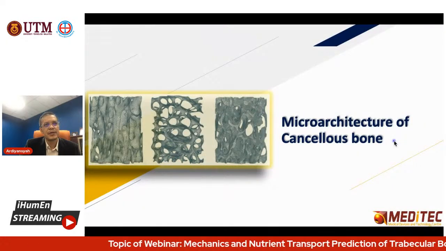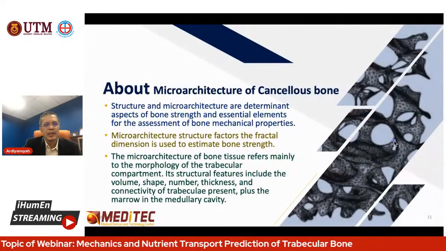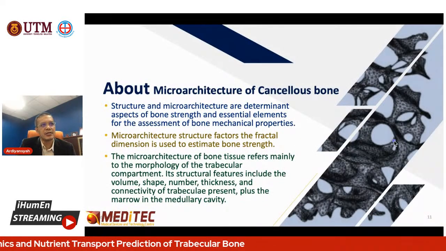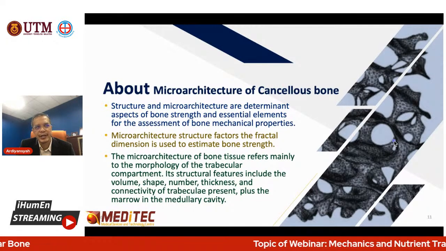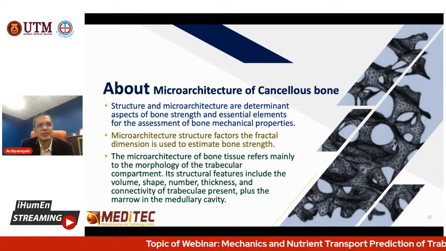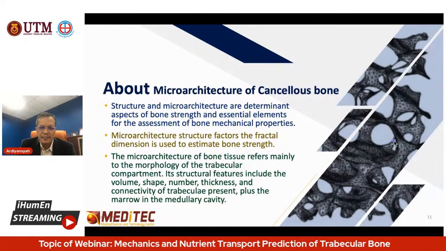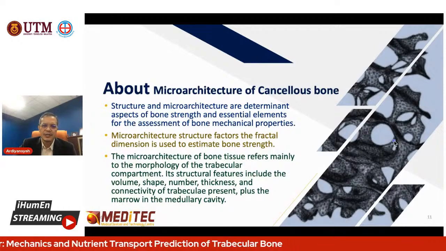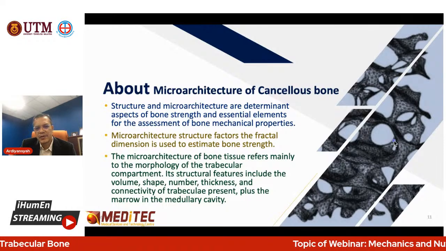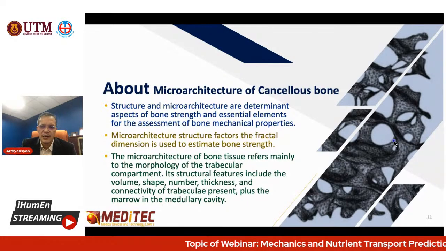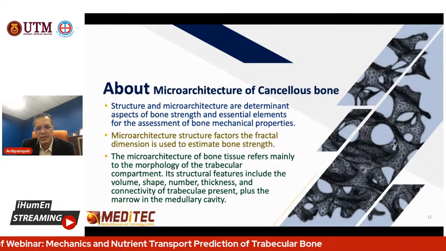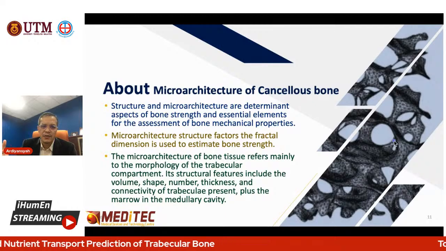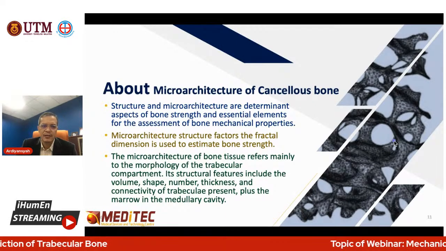Okay, we go first to the microarchitecture of the cancellous bone. Structure and microarchitecture are determinant aspects of bone strength, an essential element for the assessment of bone mechanical properties. This is really important. Microarchitecture can affect the change of mechanical properties and the change of nutrient transport. In the end, they change the nutrient supply to the bone. Then we can identify whether the bone is healthy or not.